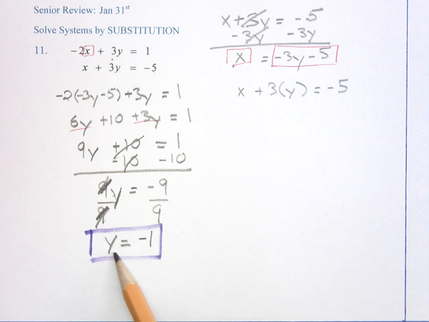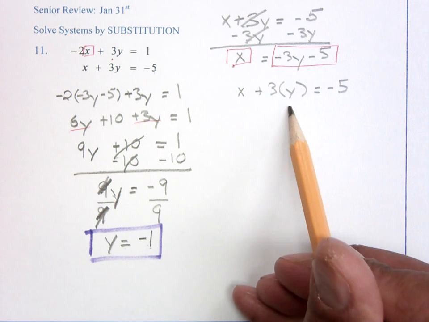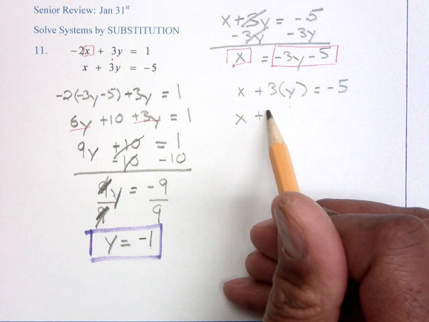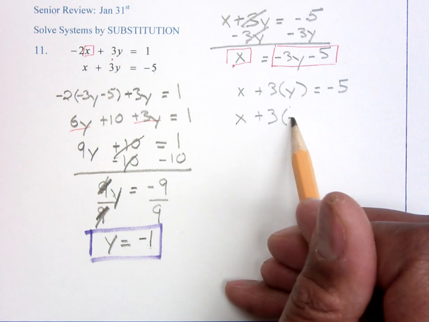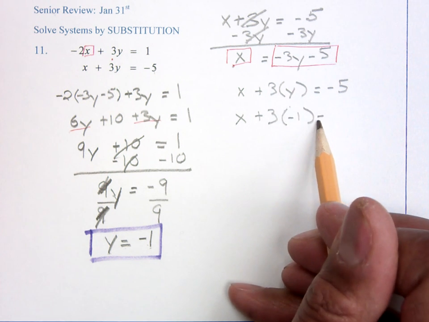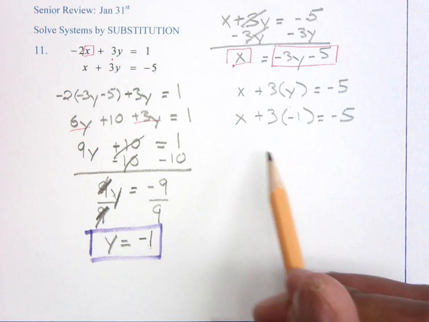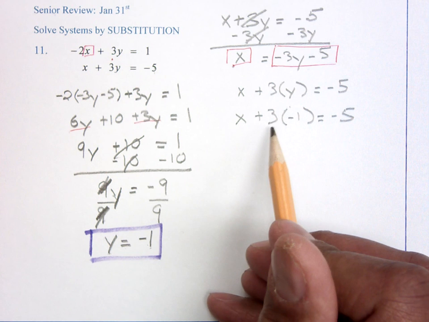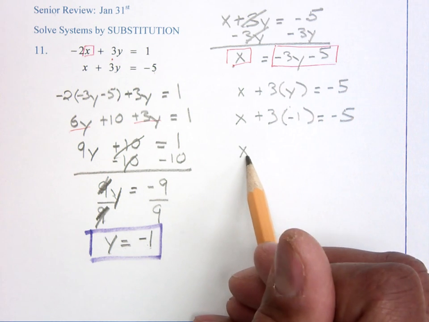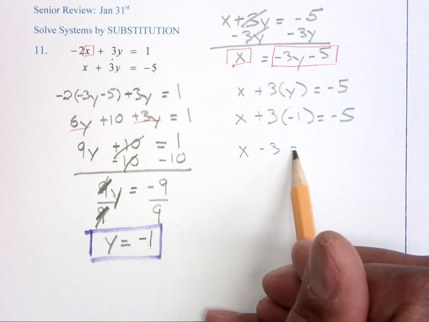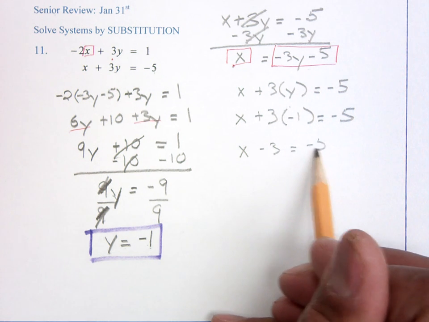Now we had already said that since y is the same as negative 1, whenever we see the y, we can replace it with negative 1. That's what I'm going to do here. Instead of writing x plus 3 times y, I'm going to write x plus 3 times negative 1 equals negative 5. Now when I simplify this, 3 times negative 1 is negative 3, minus 3. We still have negative 5 here.